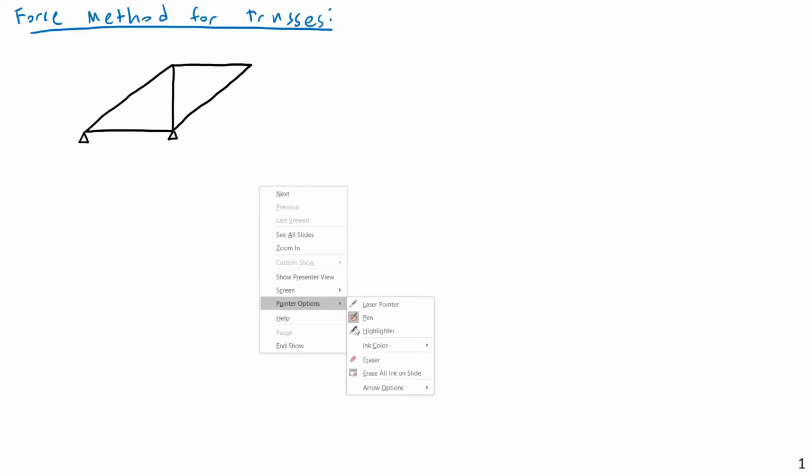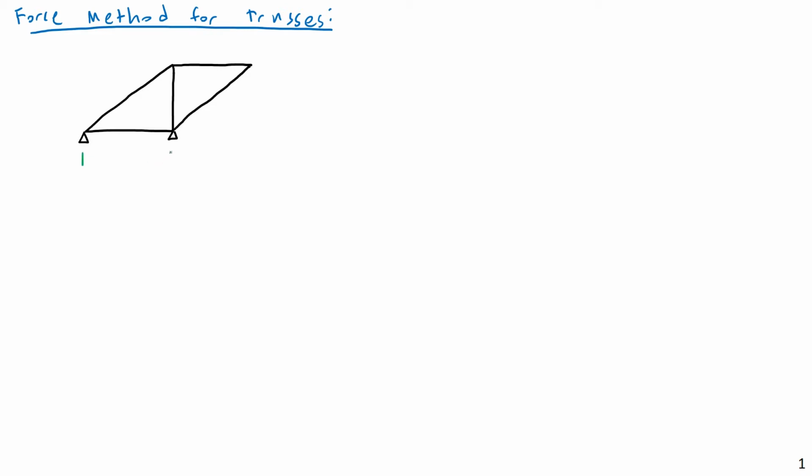So consider this here. We're going to have a 5-member 4-joint truss, and we're going to have pin supports here and here, like this. And we have dimensions of 16 feet, 16 feet, and 12 feet, and 12 feet in the vertical.